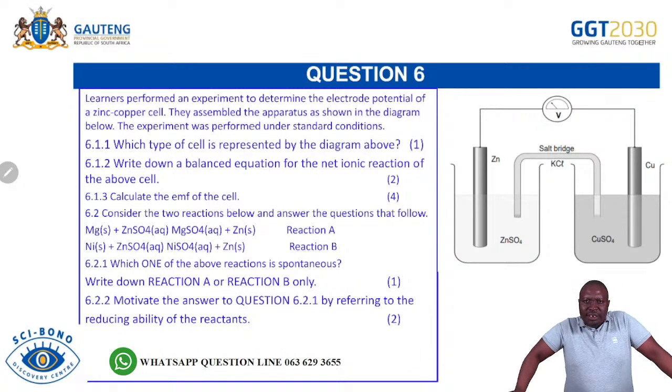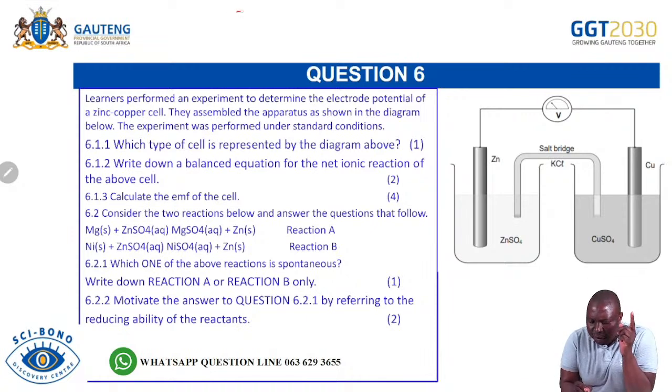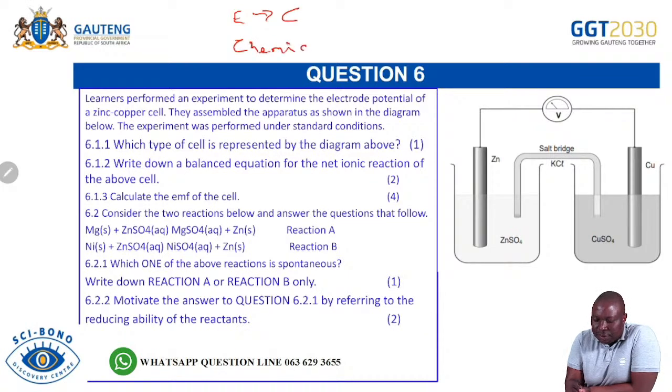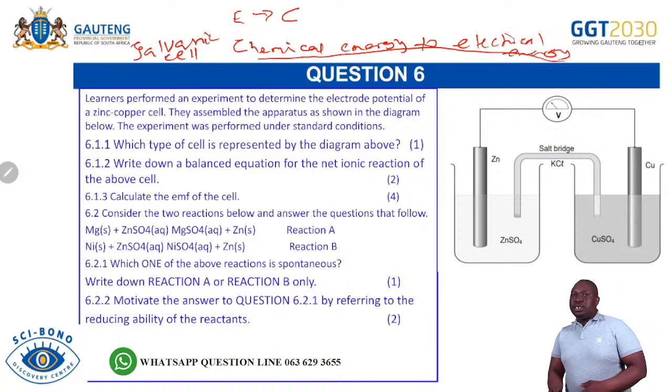Now, our last question is galvanic cell. Unlike the electrolytic cell, remember with the electrolytic cell, I said it's from E to C, from electrical energy to chemical energy. Now, in the galvanic cell, we convert chemical energy to electrical energy, meaning we're producing electricity. So when you are asked to define a galvanic cell, you'll say a galvanic cell is a cell that converts chemical energy to electrical energy. Please, that is the definition.